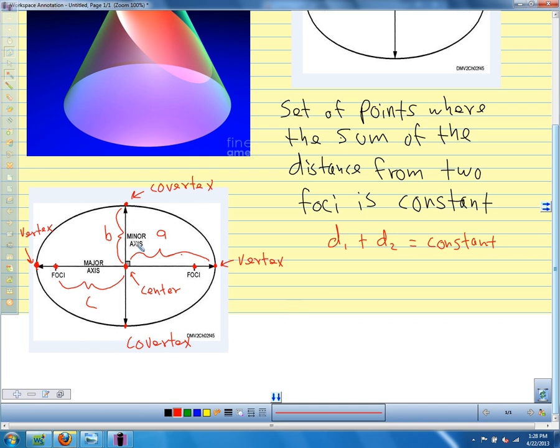And the important relationship between a, b, and c: a squared equals b squared plus c squared for any ellipse. So we have a Pythagorean theorem kind of thing going on between a, b, and c. a squared equals b squared plus c squared for any ellipse. And we're going to use these quantities to write the equations of our ellipses, depending on whether their axis is vertical or horizontal.